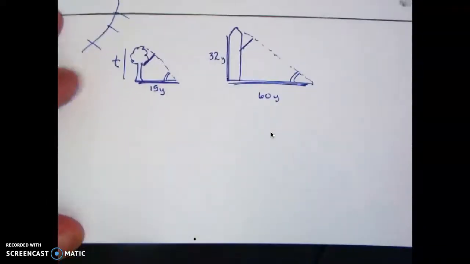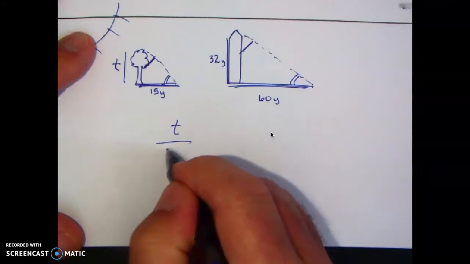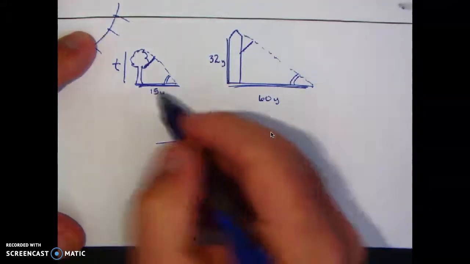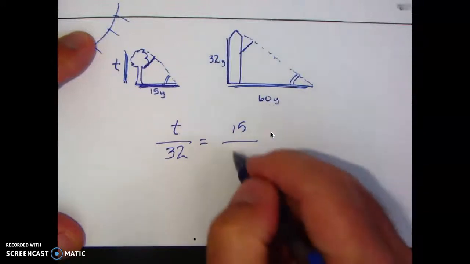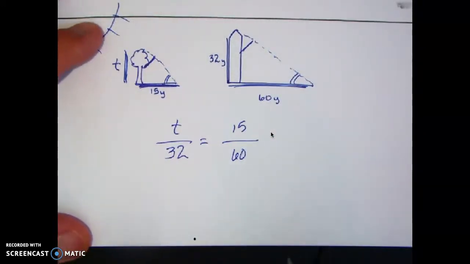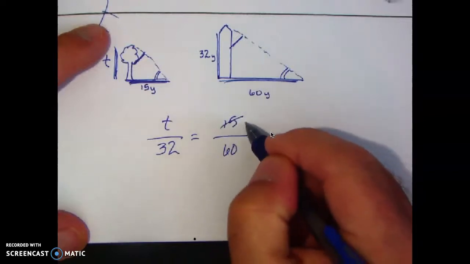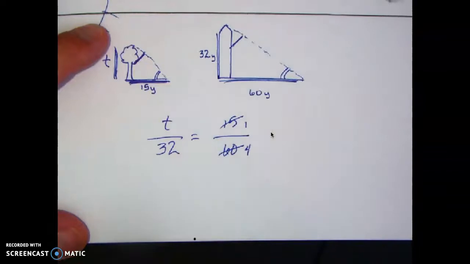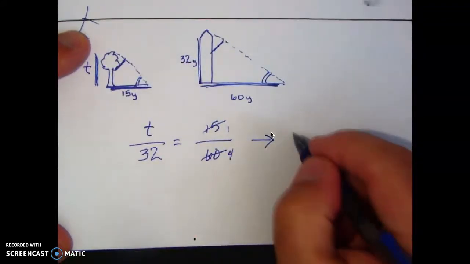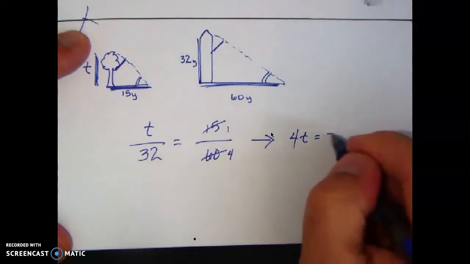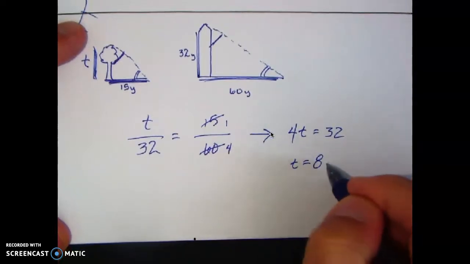So again, when I'm setting up my proportion, I want to pay attention to those corresponding parts. So I could have the height of the tree corresponds to the height of the monument is equal to, since I put the tree on top on this side, I'm going to put the tree's shadow on top on this side. 15 corresponds to 60. Now, if I want to work with smaller numbers, I could reduce this before I do my multiplying. 15 goes into both of these numbers. 15 goes into itself once and into 60 four times. So I could reduce that before I multiply. So now it's going to be 4 times t is equal to 32 times 1. Divide both sides by 4, and we find that that tree is going to be 8 yards tall.